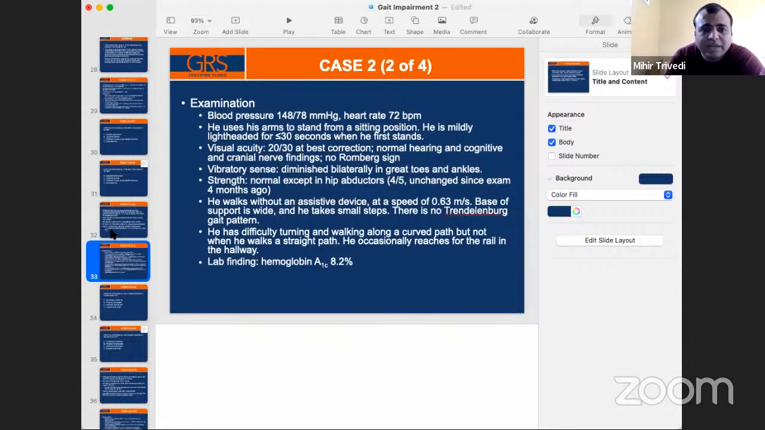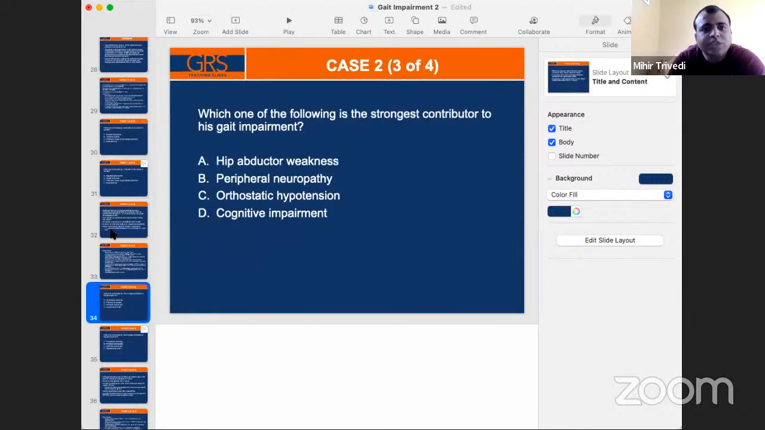He walks without an assistive device at a speed of 0.63 m/s. Base of support is wide. He takes small steps. There is no Trendelenburg gait pattern. He has difficulty turning and walking along a curved path, but not when he walks a straight path. He occasionally reaches for the rail in the hallway. Lab findings show hemoglobin A1C 8.2%. So which one of the following is the strongest contributor to his gait impairment? A, hip abductor weakness; B, peripheral neuropathy; C, orthostatic hypotension; D, cognitive impairment.